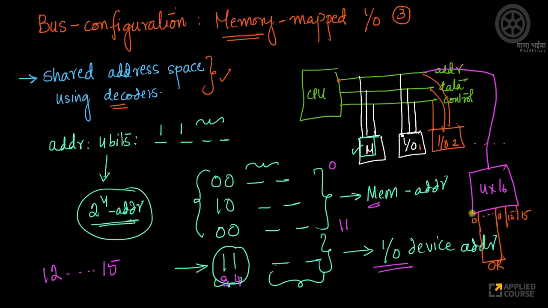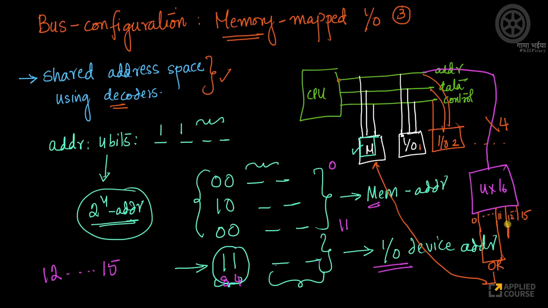If any of them is true, which means my address is 4 bits, and if the address that is sent to me lies between 0 to 11, then one of these lines will be set to 1. So I'll pass them through an OR gate and connect them to my memory chip. So if my address lies between 0 to 11, then my memory chip will become active. Very simple. Otherwise, my memory chip will become inactive.